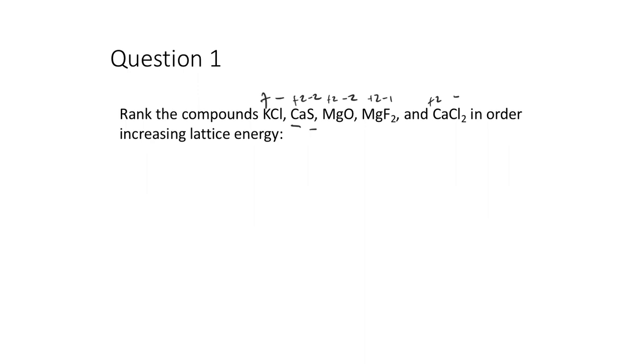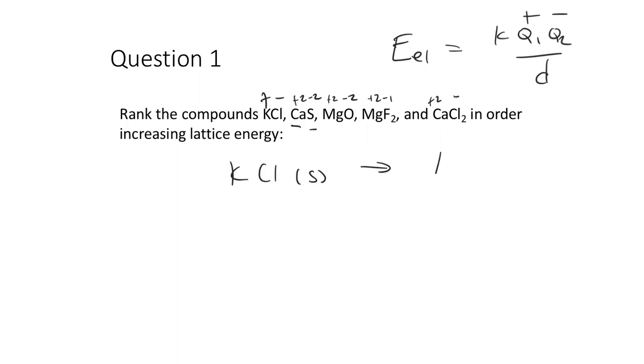The idea here that I'm using is that the energy of electrostatic attraction is equal to kappa Q1 Q2 divided by d. When I have a plus and a minus, I have an electrostatic attractive force that has to be overcome to break the attraction between these ions. So the lattice energy for any of these compounds would be the reaction of the solid ionic compound going into gaseous ions.